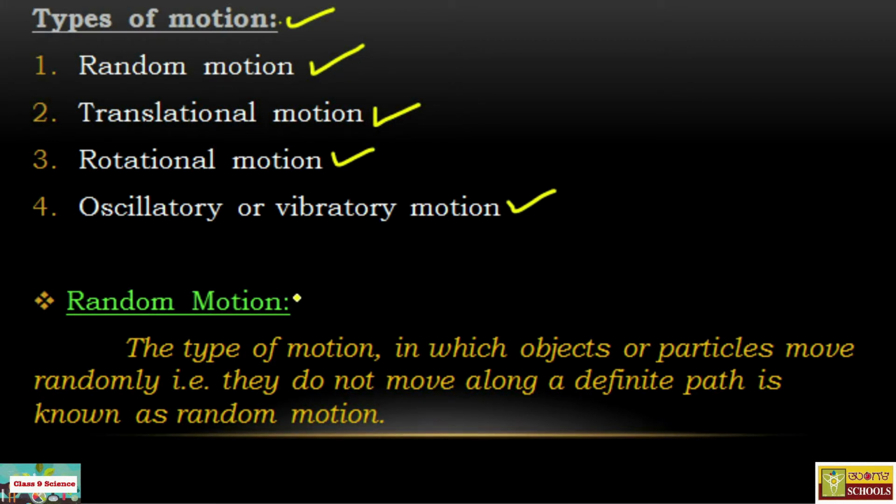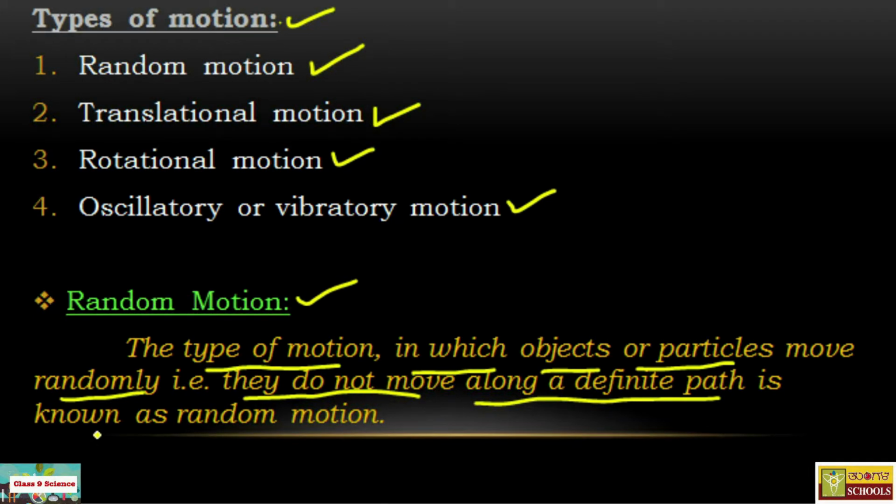The first one is random motion. It is the type of motion in which objects or particles move randomly, that is, they do not move along a definite path. Randomly means wherever they want. The path isn't fixed in this case. Such motion of a body or a particle is known as random motion.